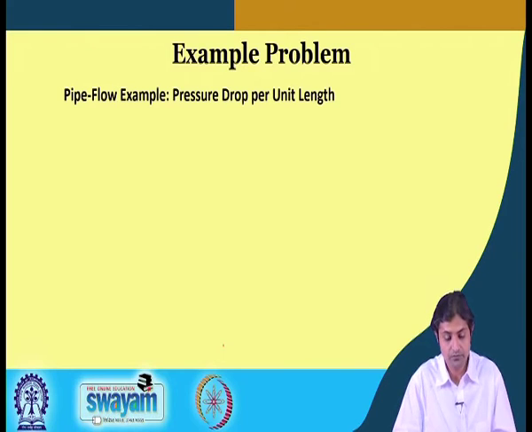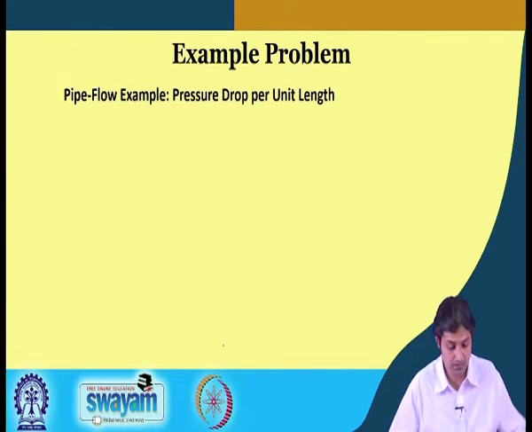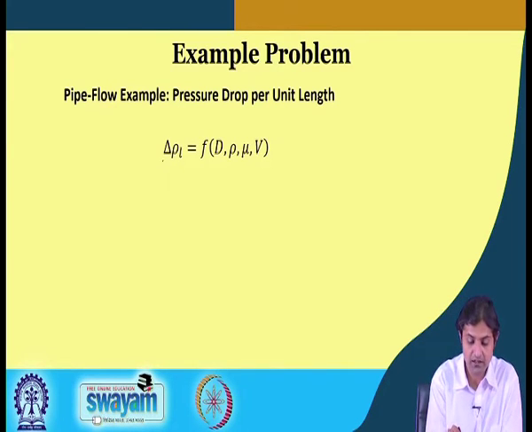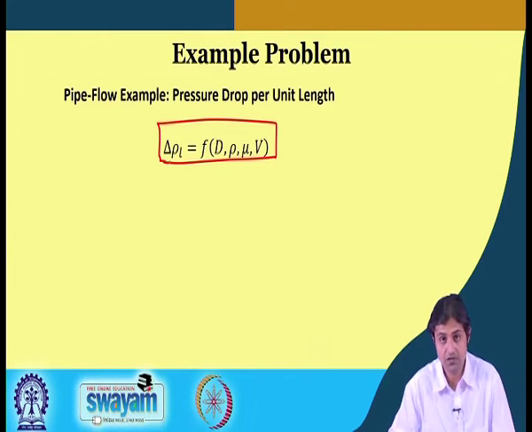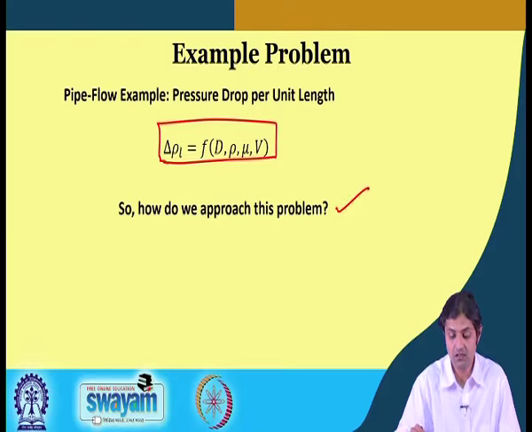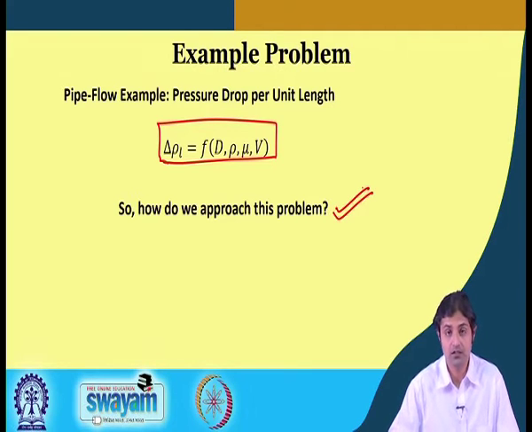So, the example problem, we are continuing with the discussion. As we wrote, I am writing this expression again, that pressure drop per unit length is a function of these 4 variables. So, the question is, how do we approach this problem? That is the key here.